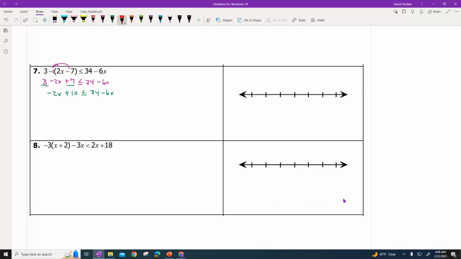Again, at this point where I have 4 terms, I like to get my x's over to the left.